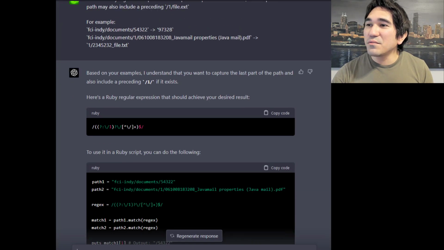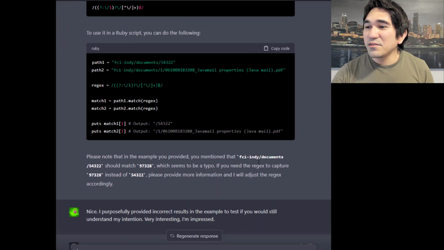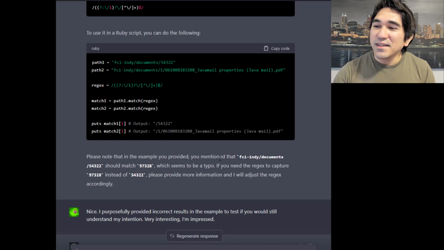It understood what I was doing based on the description that I provided it, but it told me that in the example that I provided, I gave it the wrong inputs and outputs for what I was asking. So that's pretty cool that ChatGPT was able to pick up on that.